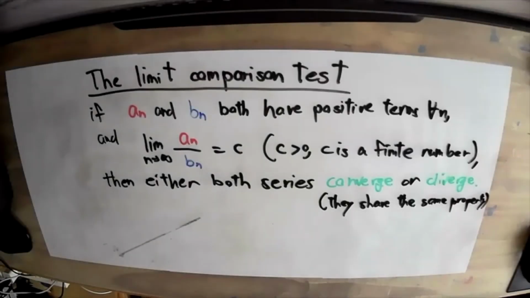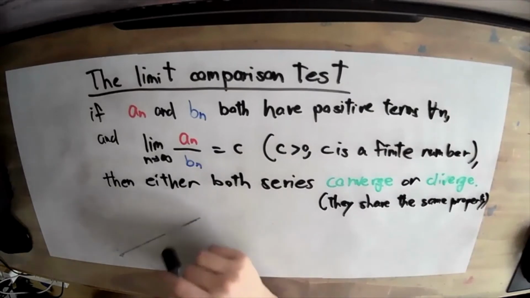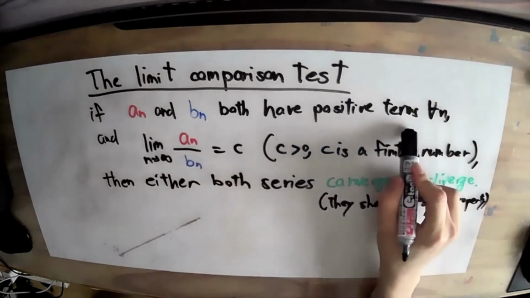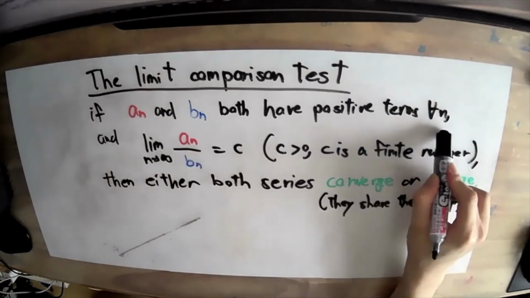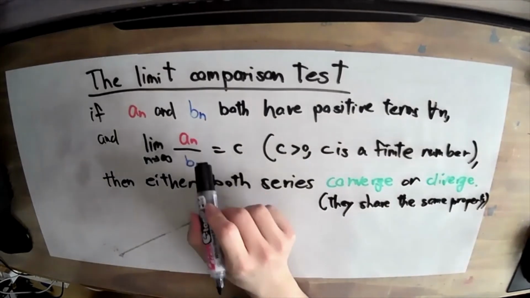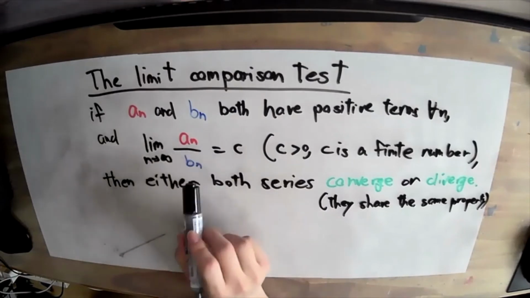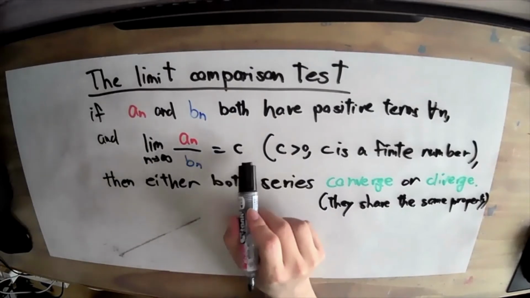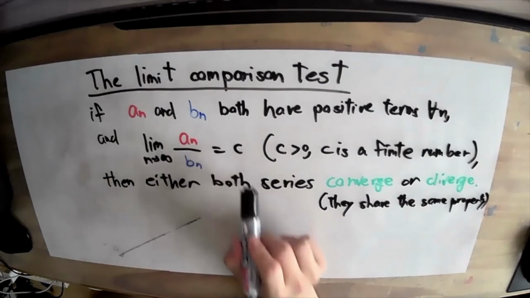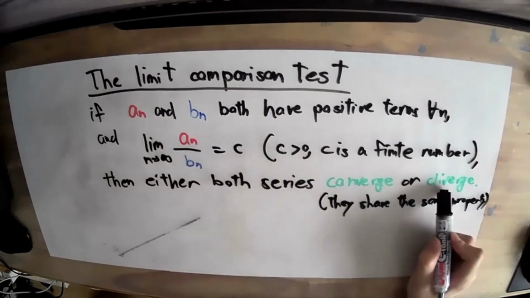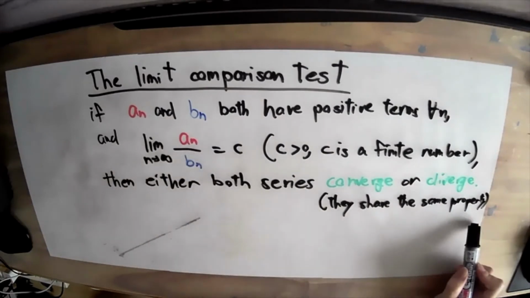Hi, so then now let's talk about the limit comparison test. What this test tells us is that, similar to the comparison test, if we have two sequences, An and Bn, and they both have positive terms for all n, if we take the limit of An divided by Bn, and it's equal to a finite number, which we will call c, then either both series, An and Bn, converge or diverge, or basically they share the same property.